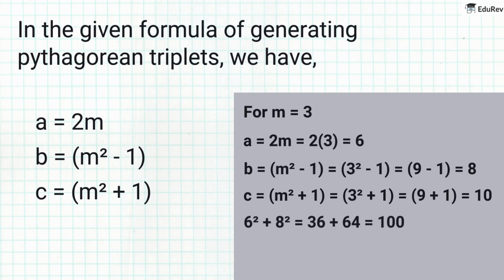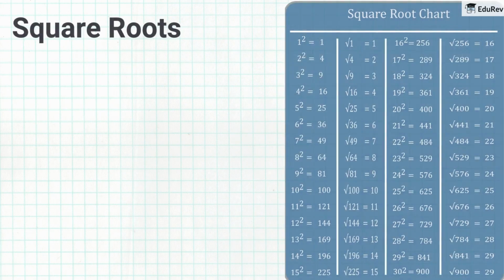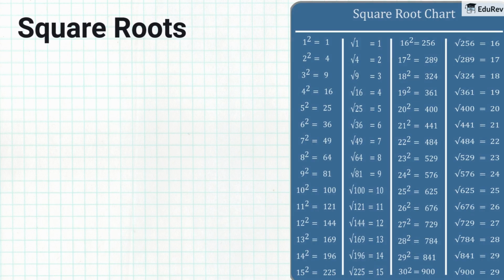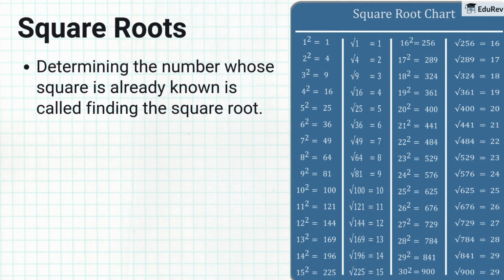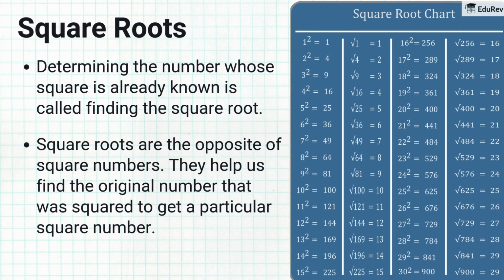Checking, we find that 6 squared plus 8 squared is equal to 36 plus 64 equals 100, which equals 10 squared. Now, let's discuss square roots. Determining the number whose square is already known is called finding the square root. Square roots are the opposite of square numbers. They help us find the original number that was squared to get a particular square number.